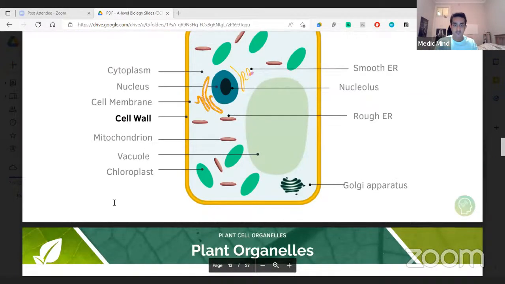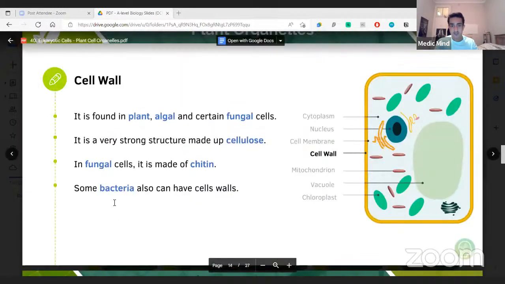What is the advantage of them being joined? So this is a good question. The advantage of them being joined is it means that things can pass between them. If UV hits one thylakoid, the UV energy can be passed throughout so that the whole cell can produce glucose.